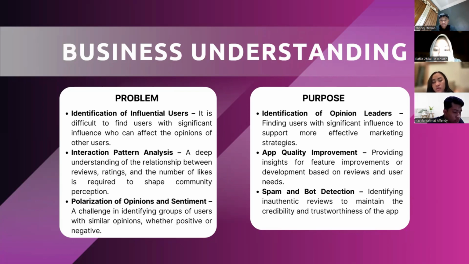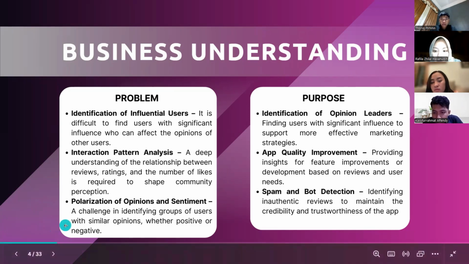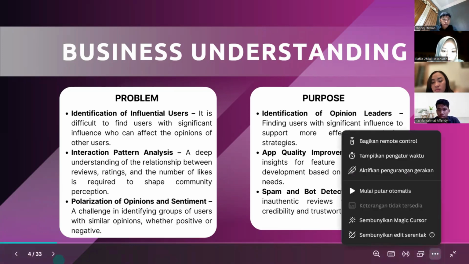Furthermore, SNA can be used to detect suspicious or inauthentic reviews, such as spam or bots, which may harm the app's credibility. Fake reviews are often identified through unnatural interaction patterns, such as many reviews with similar text or accounts providing extreme ratings without comments.